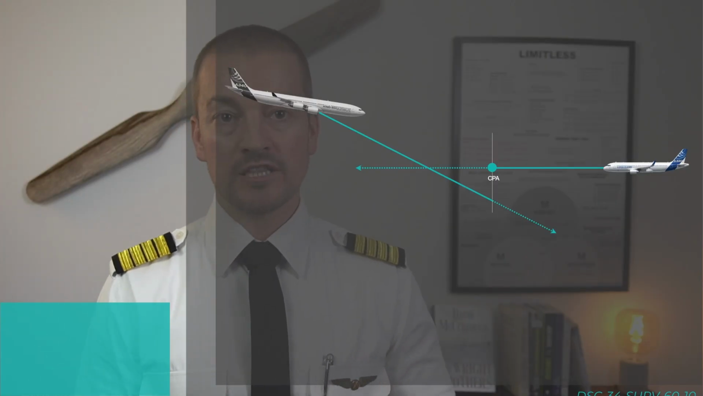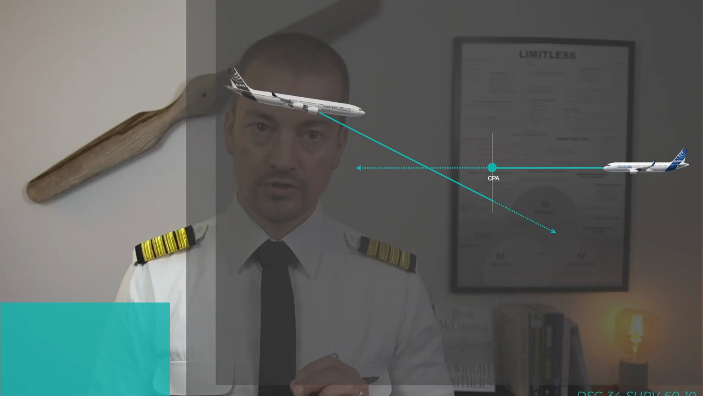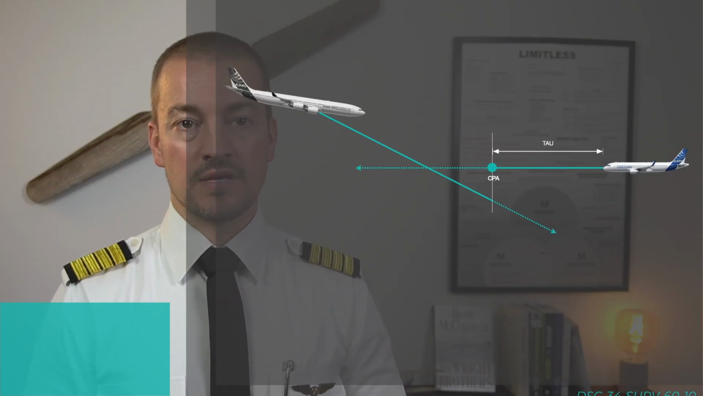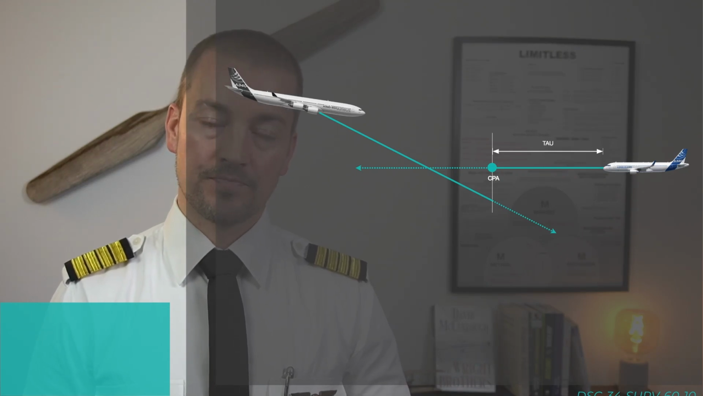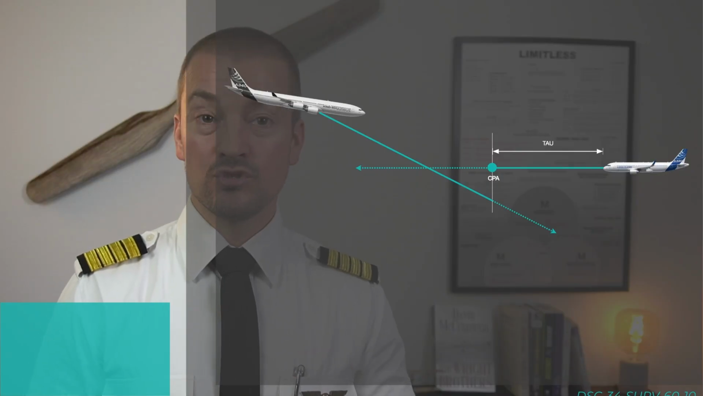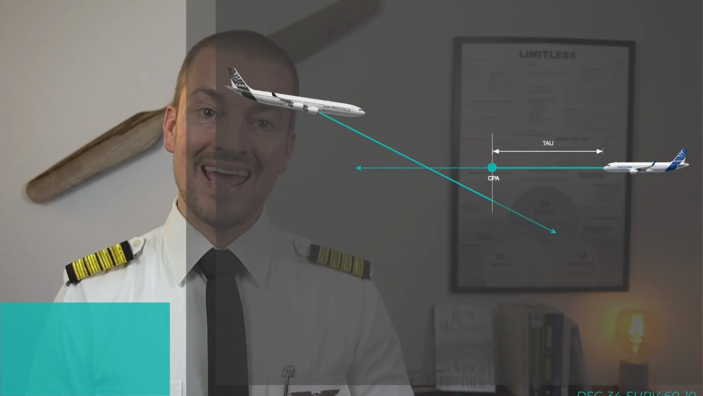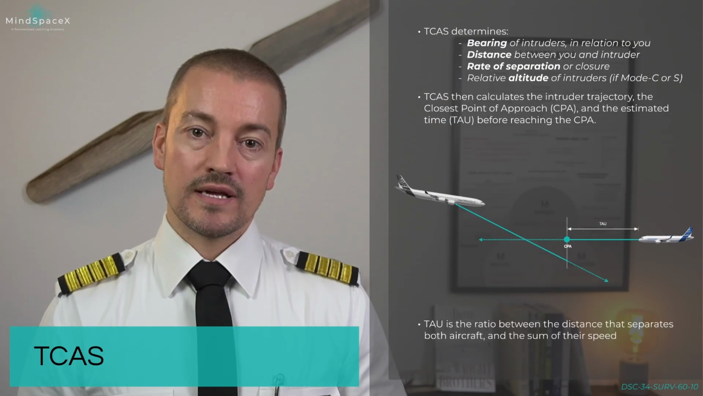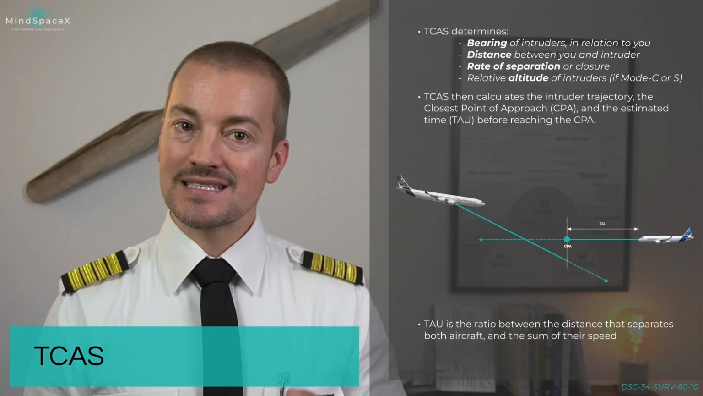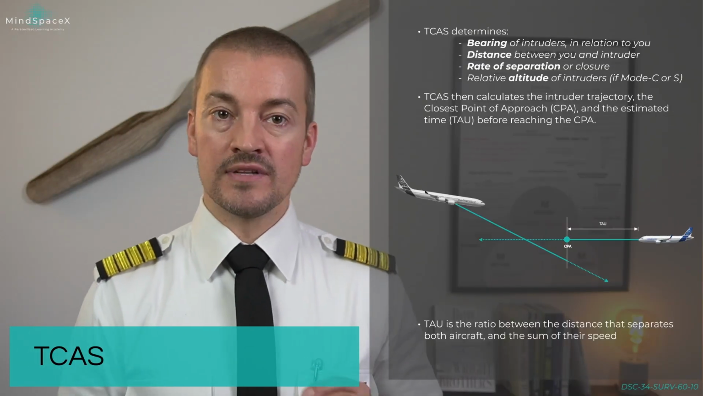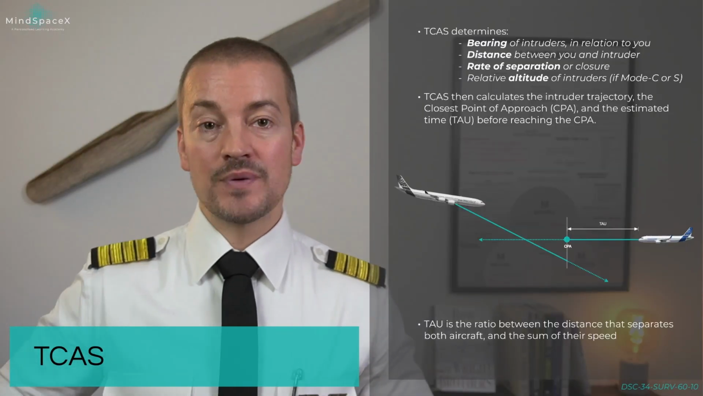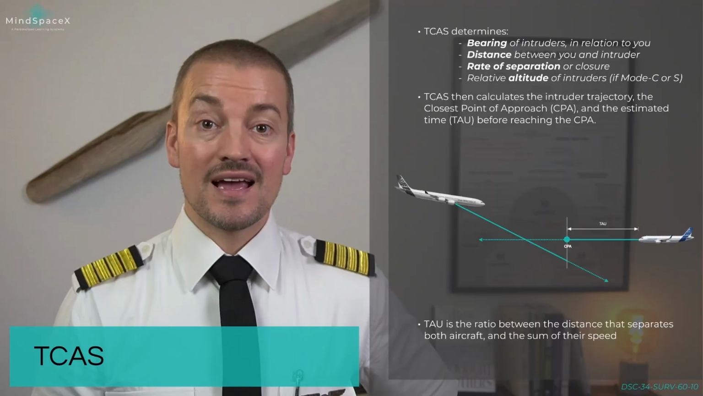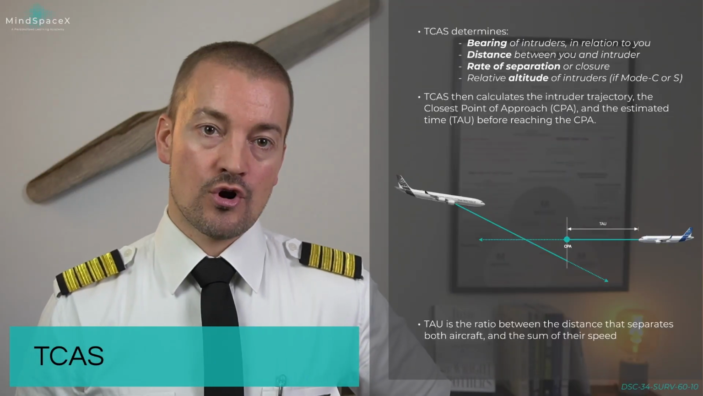Once it has determined the closest point of approach, then it calculates the time for us to reach that CPA, and that's called the TAU. The TAU is used to trigger resolution advisories as well as traffic advisories. TAU is a ratio between the distance that separates the two aircraft and the sum of their speed. Therefore, like I said, the CPA is not the intersection between the two lines because we may not be reaching as far as the other aircraft will on his or her trajectory.